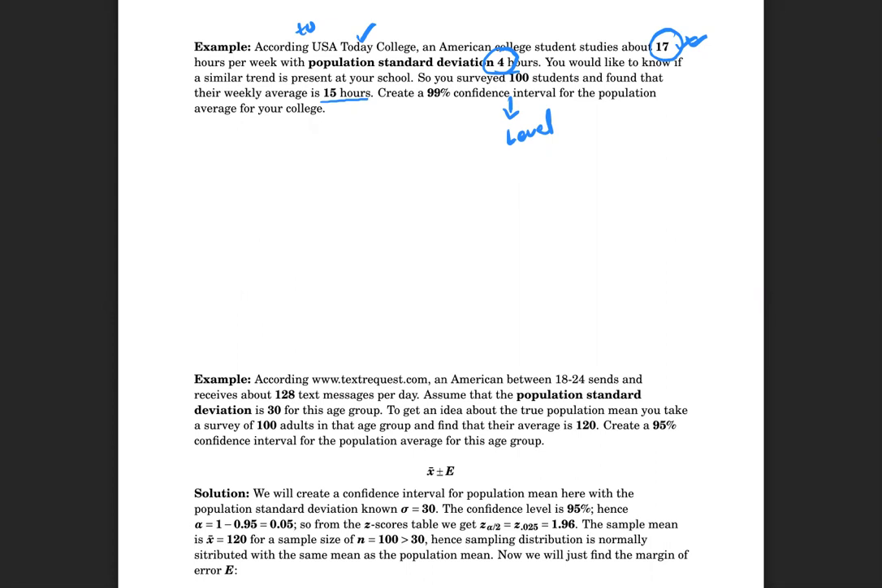So now let's go ahead and look at this. What is X bar and what is mu? In this case, X bar would be 15. Remember, once again, you get that average from the survey of 100 people. Your N is 100, right? Which is greater than or equal to 30. So we can use the conclusions of the central limit theorem. So you're good to go there. And mu is going to be probably 17, because USA Today College gave you a national number. So you can assume that that's the mu.